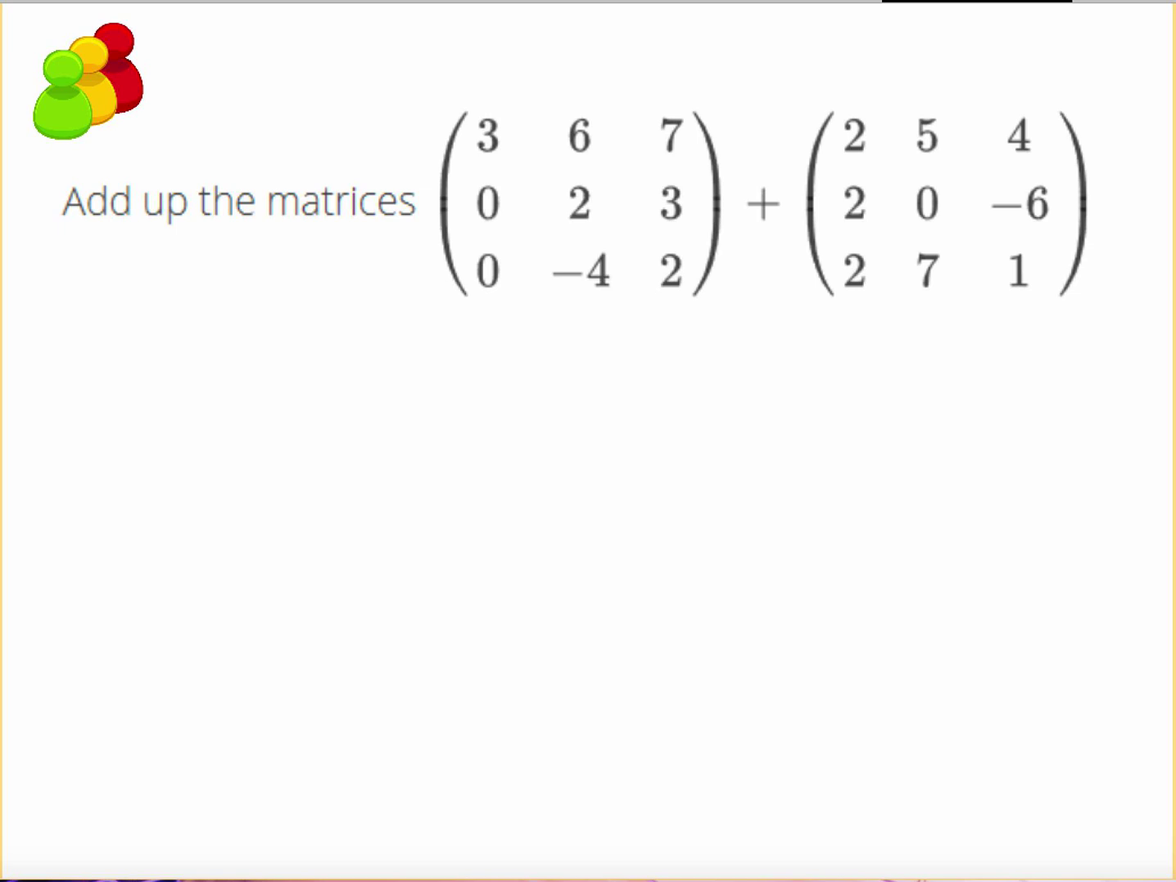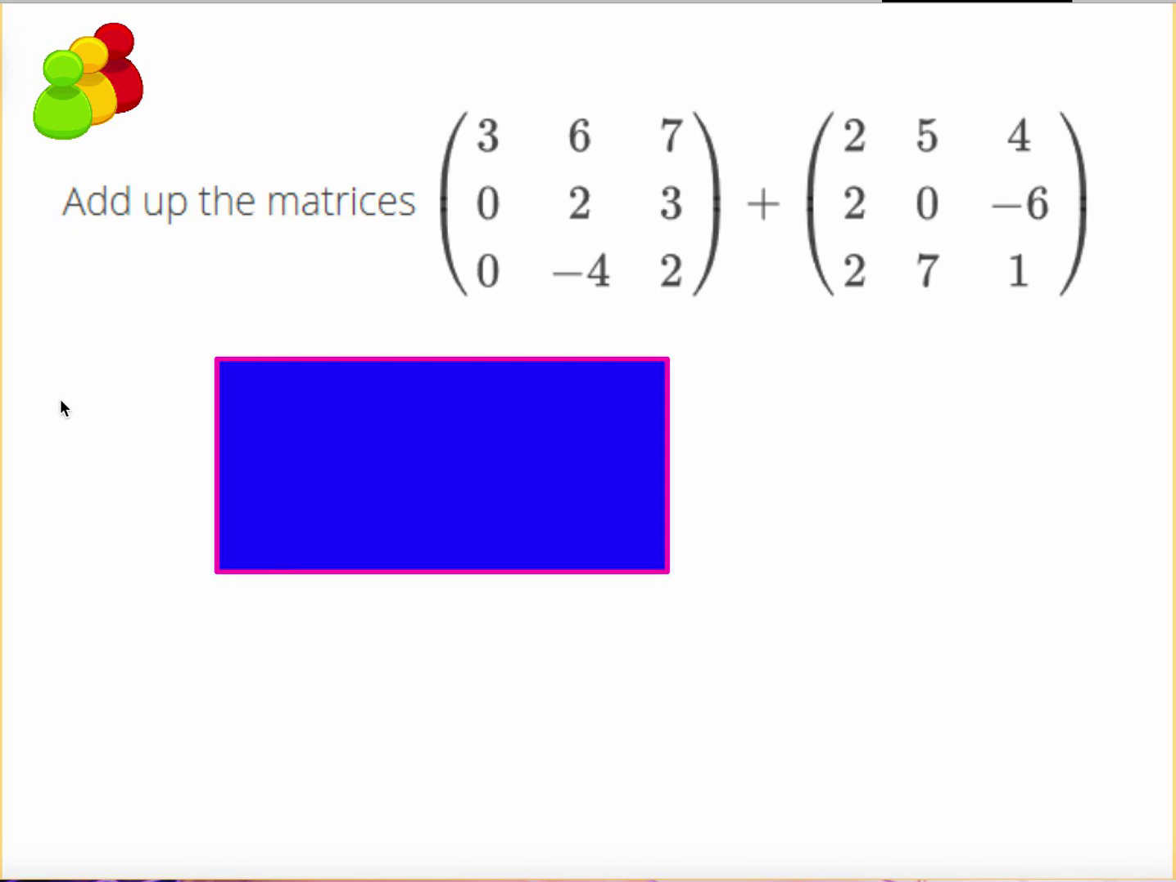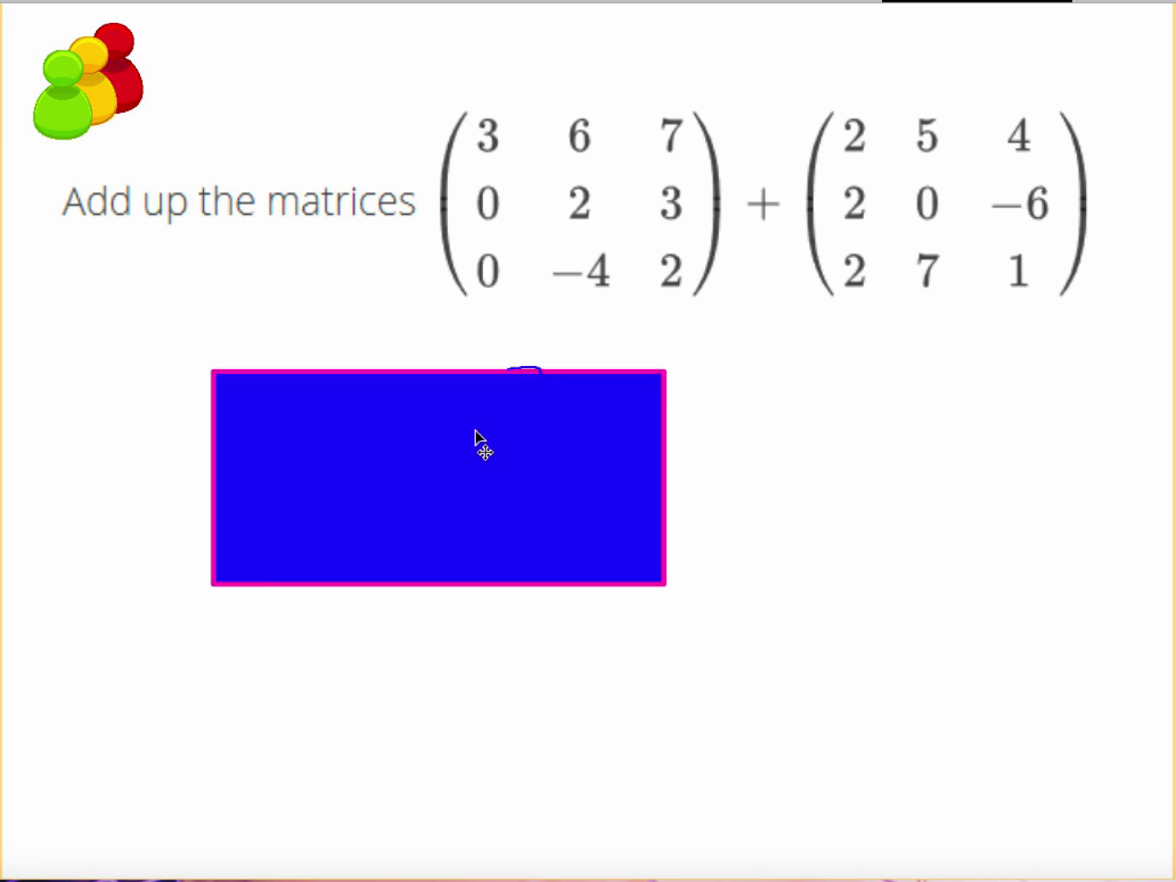Ooh, this one's for you. Go ahead and take a minute to try this one on your own, and then let's see what you get. Oh, boom. I got my solution here. Did you guys try it? All right, let's see. What did you get?